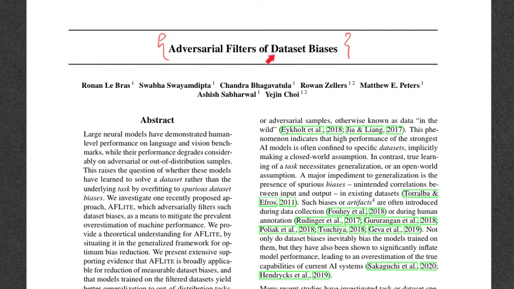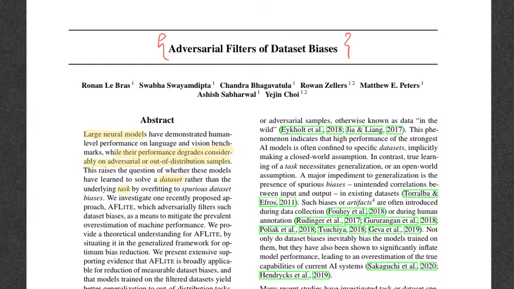Adversarial filters of dataset biases. Let's talk about the motivation of this work. The main concern that this work is trying to address is that when it comes to training large neural models, even though they often perform really well, their performance degrades considerably when it comes to out-of-distribution samples, meaning that we don't really want a model to learn a dataset, we want it to learn a task.